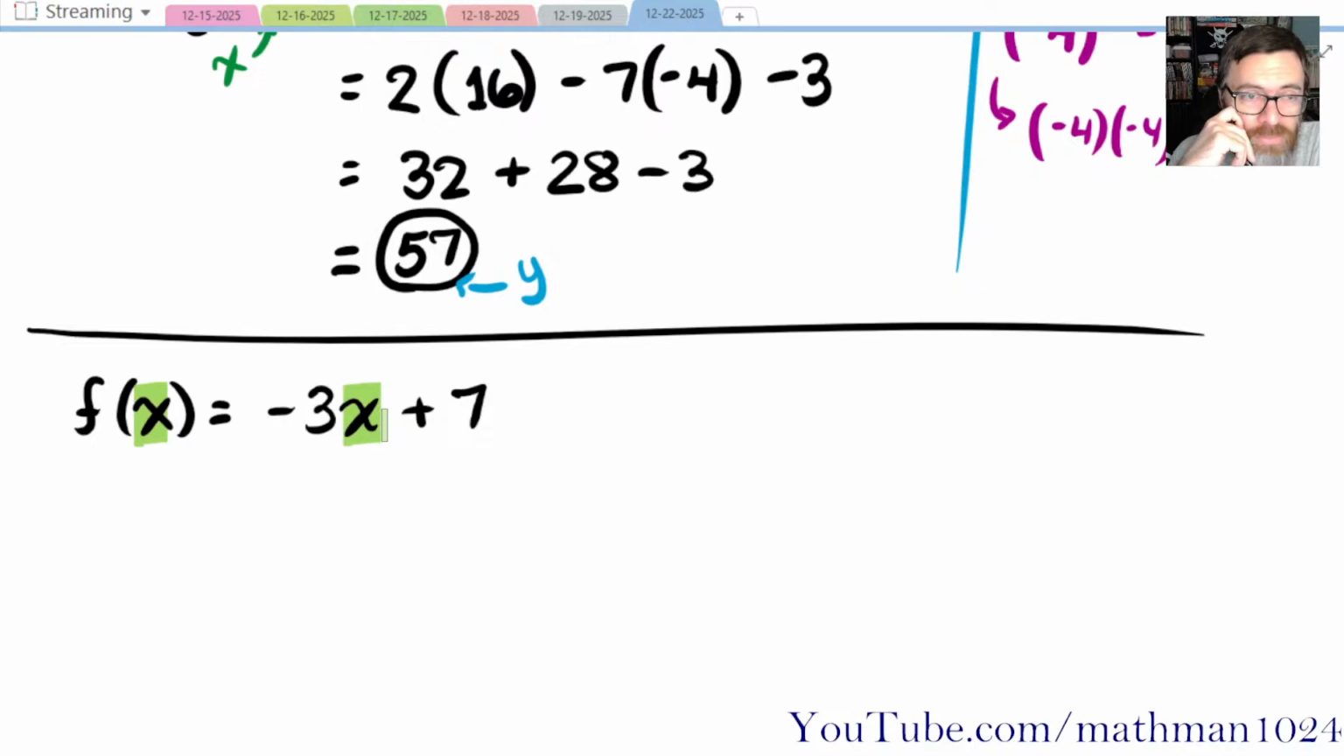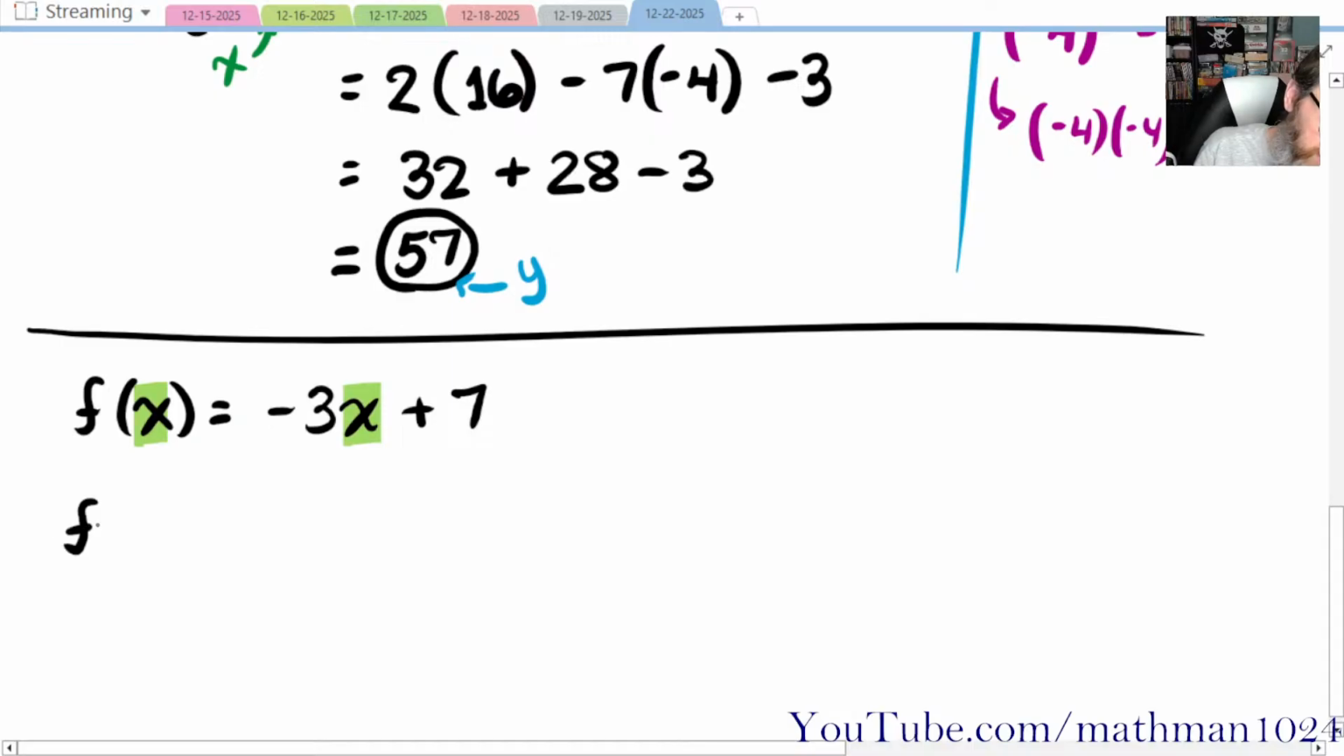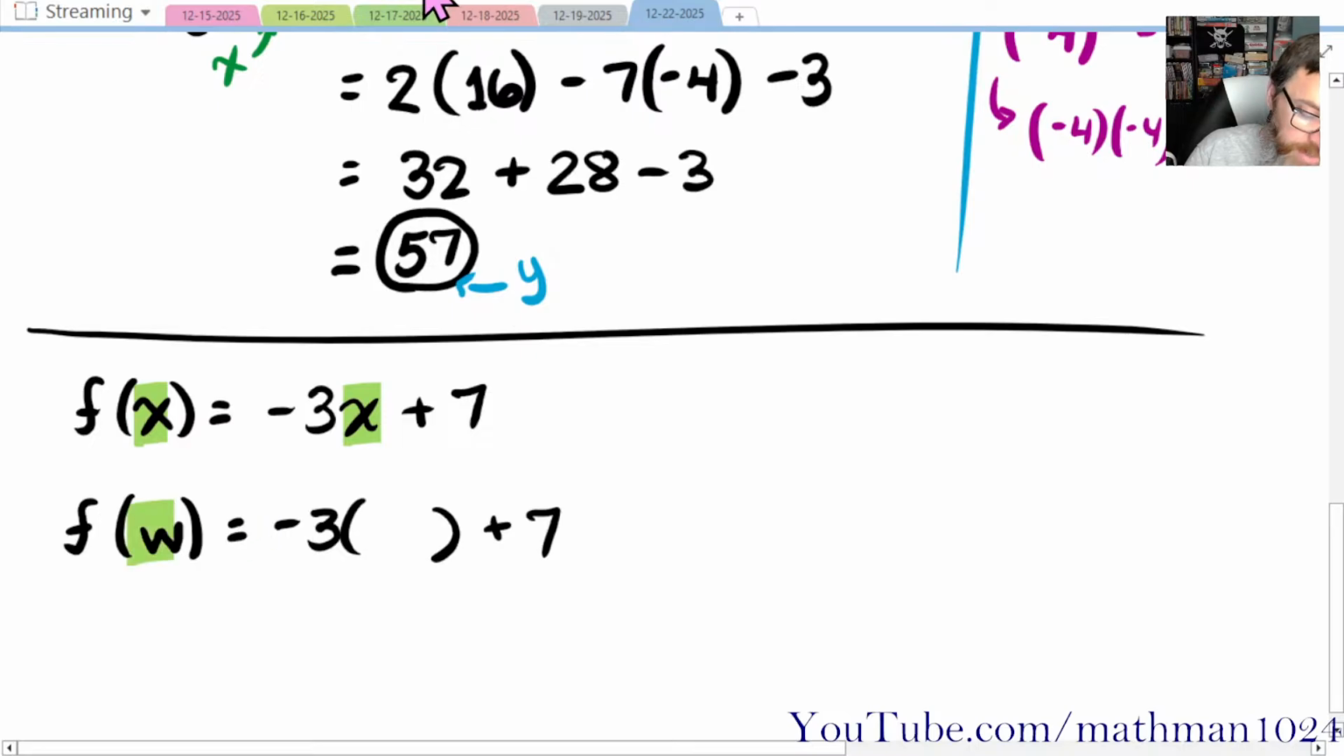But this is a rule. For this particular function, whatever you plug in, it's going to multiply it times negative 3 and then add 7. Even if I ask, what's f of w? Well, you do negative 3, parentheses for where the x was, this is my input, and that goes where my x was. So you can plug variables into a function. The function, again, is just a rule. So this becomes just negative 3w plus 7.